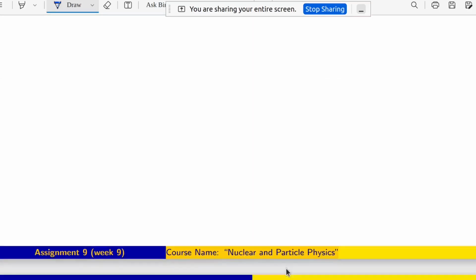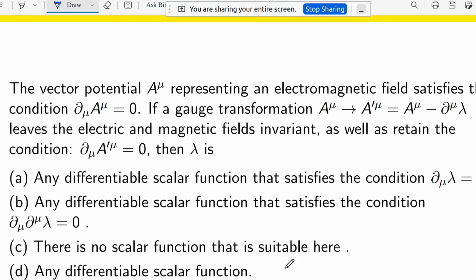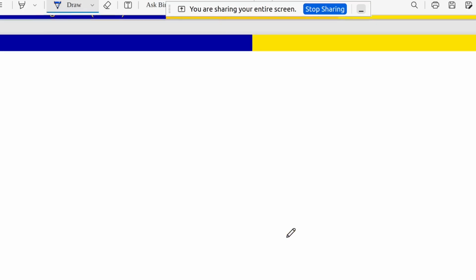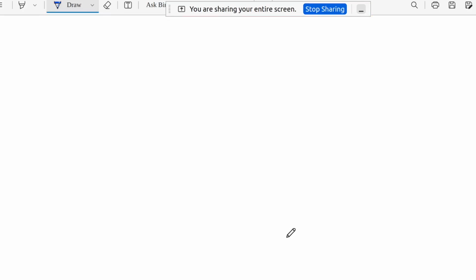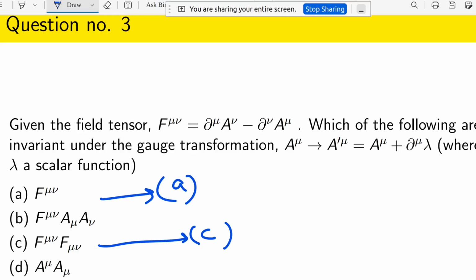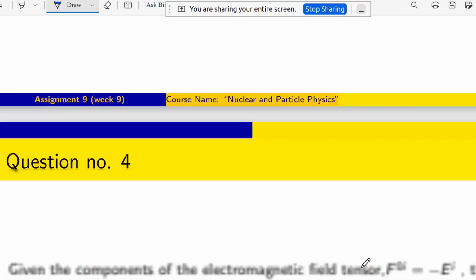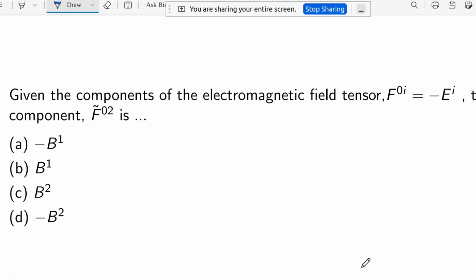Now question number 2. Here also the correct option will be this one. We just calculated it, so we have already remembered that one. Now question number 3 is this one. In question number 3, this one is the correct one, and this one is the correct one. Now for this case, I think this one was the correct one.